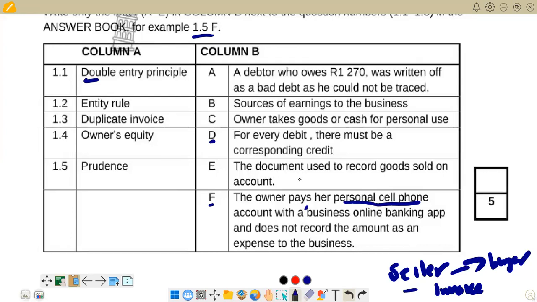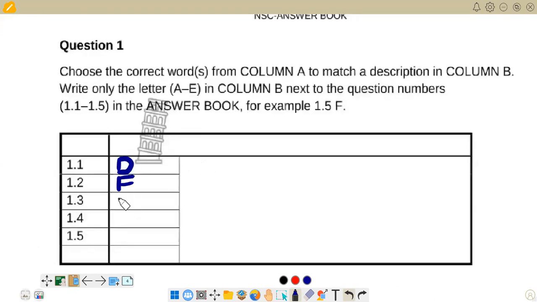The document used to record goods sold on account. Whenever we say goods are sold on account, it means they are sold on credit, like what I was trying to explain. So we've got E for 1.3. We go to 1.3 and put our E here. So this is our 1.3. Then we go to 1.4.